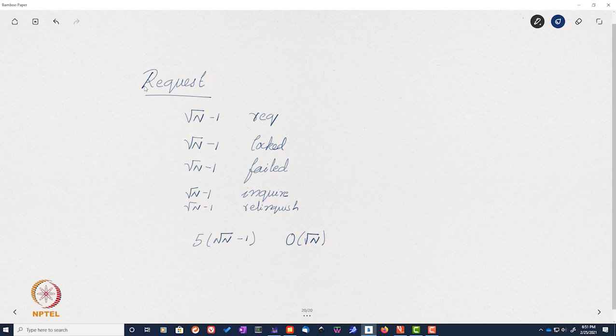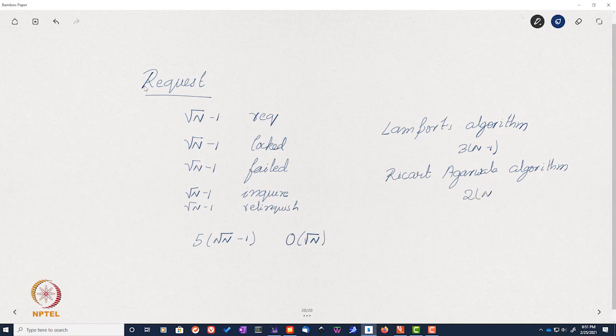So what we have done is we have done significantly better. From 3n minus 1 we came down to 2n minus 1, to order of square root of n. So the Lamport's algorithm was this much. Then the Ricart-Agrawala algorithm was this. And then we have the Maekawa algorithm, which is order of square root of n.